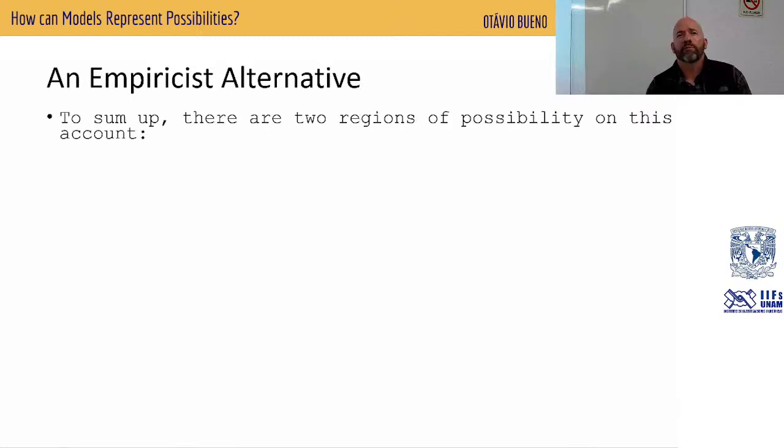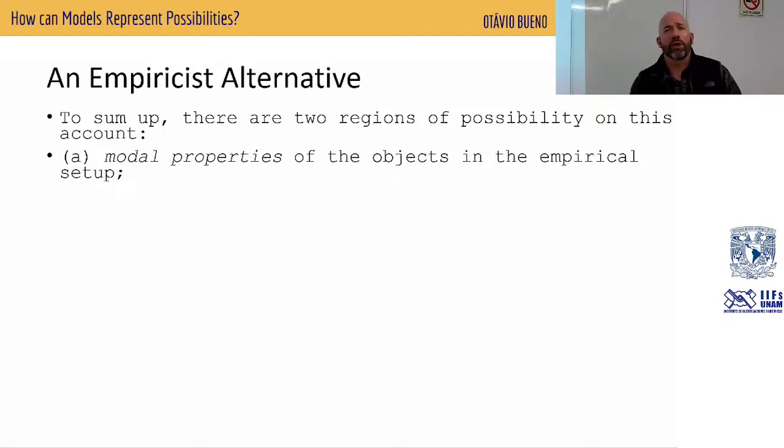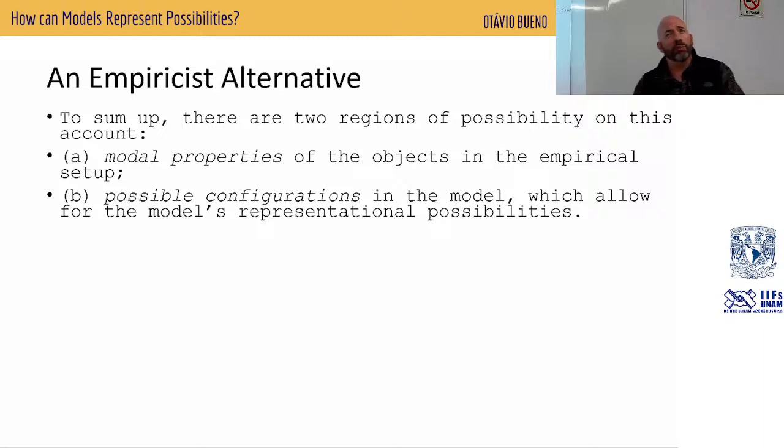Okay. So to sum up, there are two regions of possibility on this account. One is the modal properties of objects in the empirical setup: predators and prey doing their things, what they can and cannot do. And the other one is the possible configurations in the model, which allow for the model's representational possibilities, that we talked about in the beginning of the talk. So there is modality on both sides: modal properties of objects in the world and modal properties of the mathematics in the model.